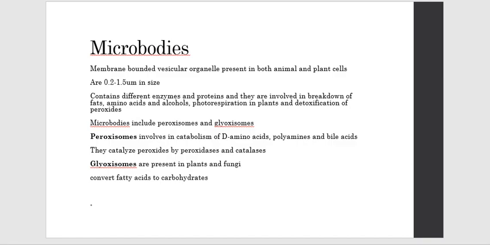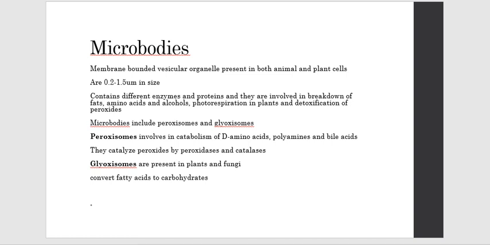Microbodies. Membrane bounded vesicular organelles present in both animal and plant cells are known as microbodies. They are very small, about 0.2 to 1.5 micrometers in size. They contain different enzymes and proteins, and they are involved in the breakdown of fats, amino acids and alcohols, photorespiration in the plants, and the detoxification of peroxides. They include peroxisomes and glyoxysomes.